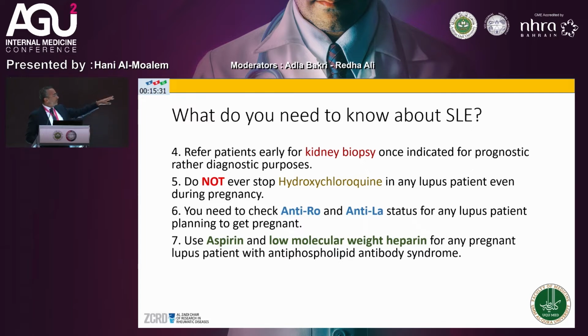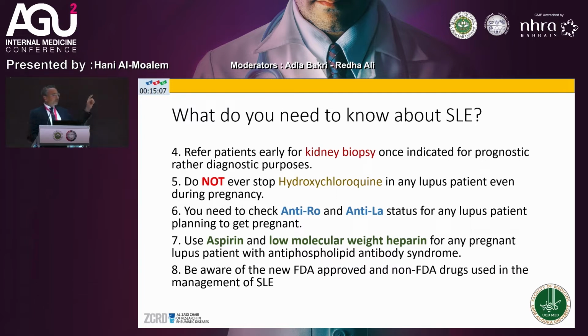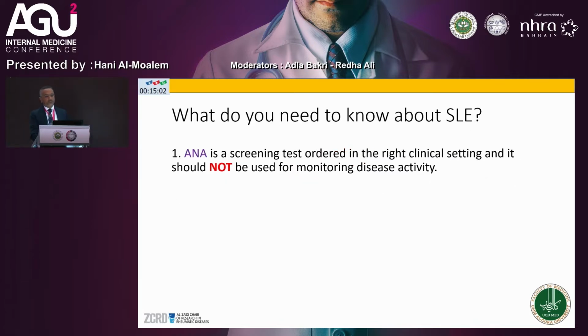And any patient with lupus who has antiphospholipid antibody syndrome has to be on aspirin and low molecular weight heparin. Be careful, there are two states. There is a positive serology for antiphospholipid antibodies, positive antibodies only, and there are people who have the syndrome with the clinical features and the antibodies. So we need to differentiate between the positive status and the syndrome itself. Lastly, be aware of the new drugs that have been approved recently in lupus. So, okay, let's start one by one. I hope, inshallah, I'll proceed quickly.